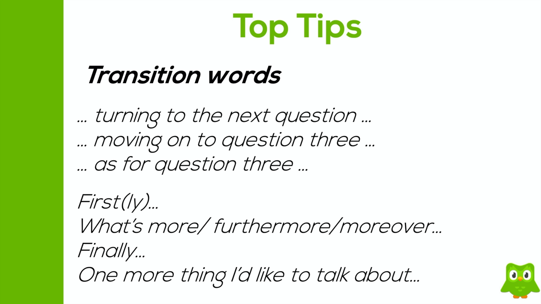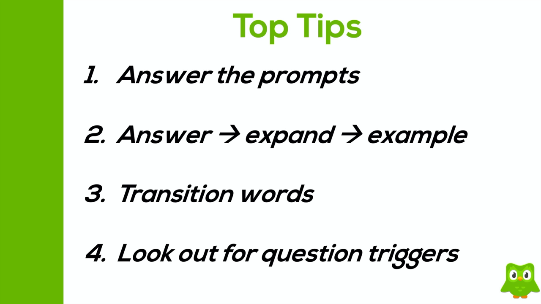Also, if you forgot to mention something important, but would like to mention it at the end, you can say, one more thing I'd like to talk about is, and then talk about your idea. So remember, it's important to use transition words like these because it'll make your answer a lot more smooth and make your answer sound a lot more organized. So practice using these.